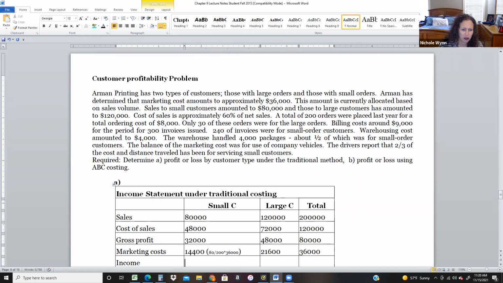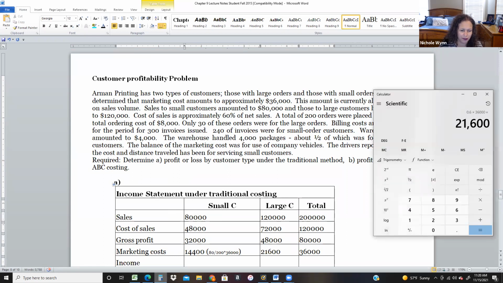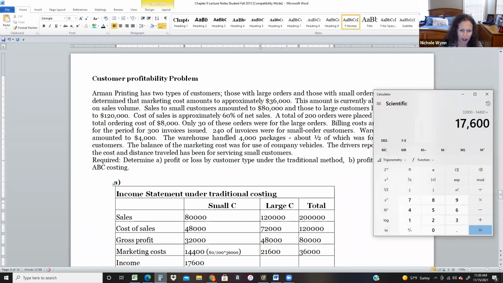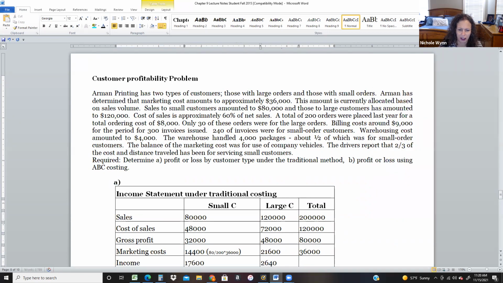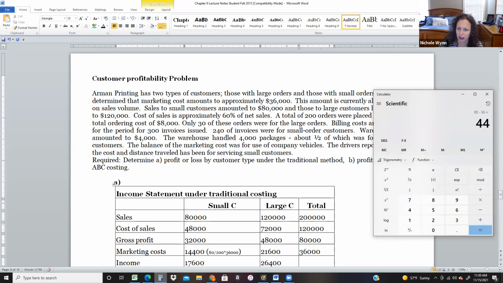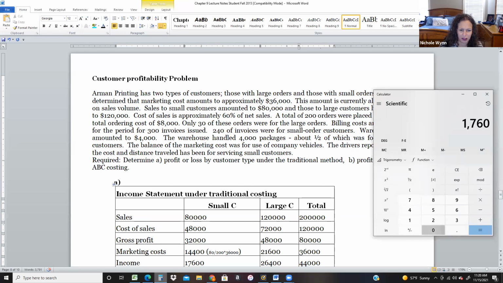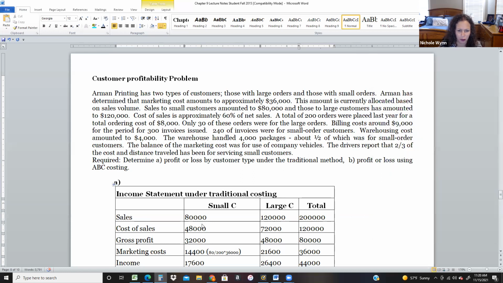Okay. So now my net income. So revenue minus COGS is gross profit minus selling and admin expenses is net income. So 17.6 and 48 minus 21.6, 26.4. So 80 minus 36 is 44,000. So if I look at this, 17,600 and 26,400 is 44,000.